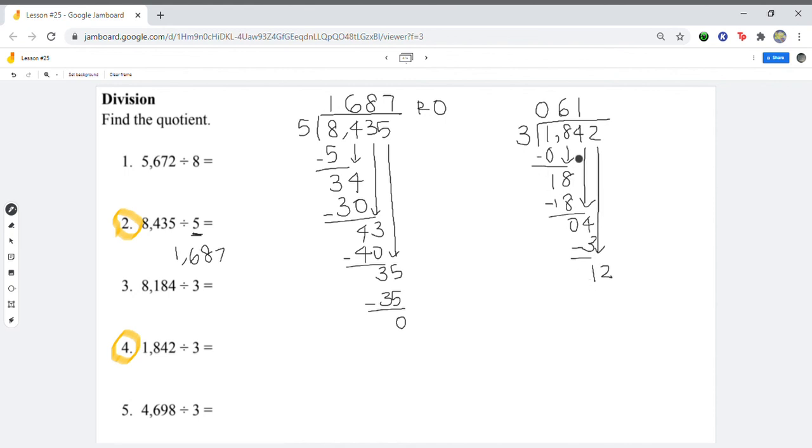3 goes into 12 4 times. So we're going to place 4 up here, 12 down here, and we'll end up with a 0, which means you'll have a remainder of 0. So your final answer for 4 is 614.